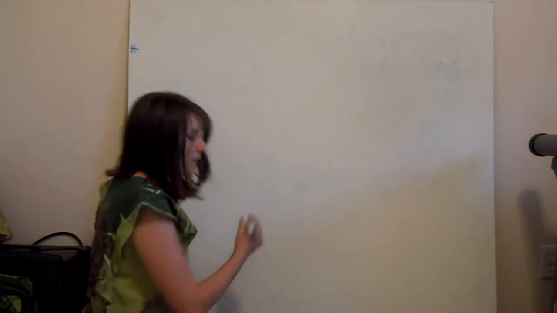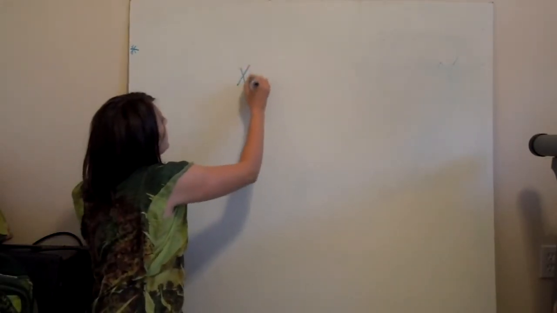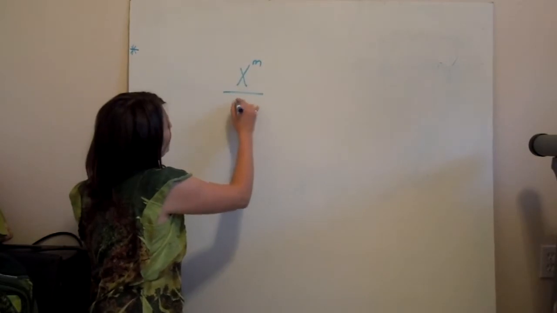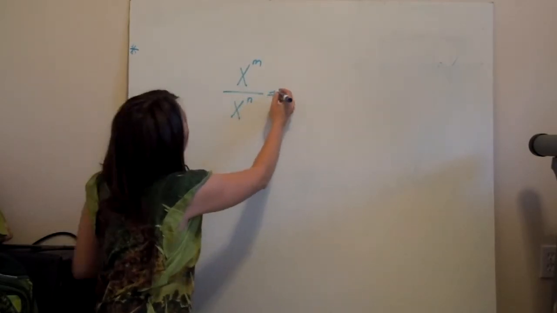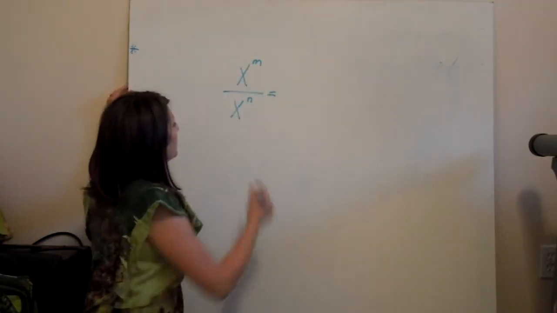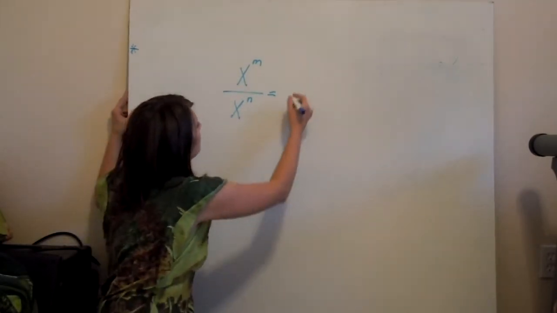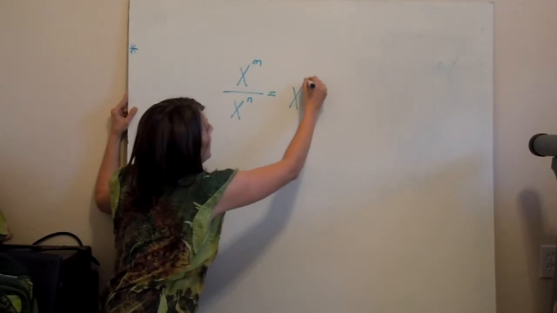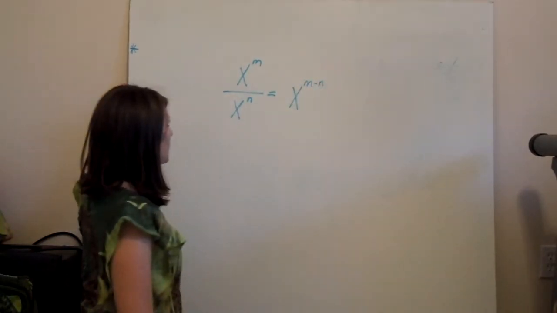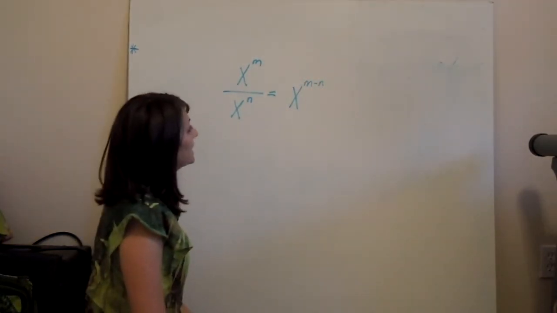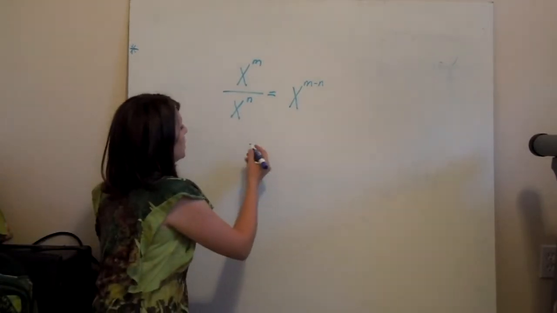All right, now for quotients, division. The quotient rule is the opposite of the product rule. So we get x to the m power over x to the n power. Remember, x has to be any real number not equaling 0. Then all we have to do is say x, because that's our common variable, and m minus n. Okay?